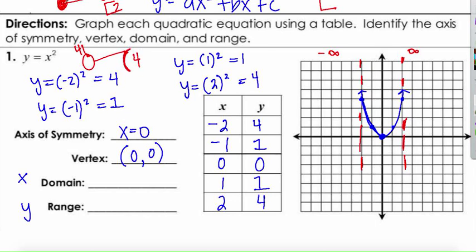So included numbers had brackets, not included numbers had parentheses, and something very important about infinity is that it can never get a bracket. It is a concept. It's not a number. It cannot be included. So whenever we do our domain or range and infinity is ever involved, it is going to start on the left side saying that it goes from negative infinity to positive infinity, and anytime infinity is involved, there must be a parentheses around it because it cannot be included.